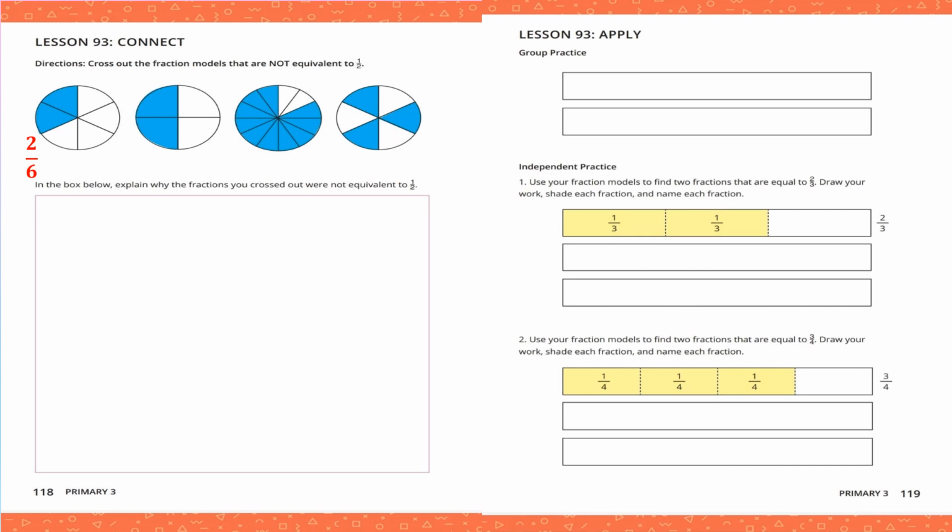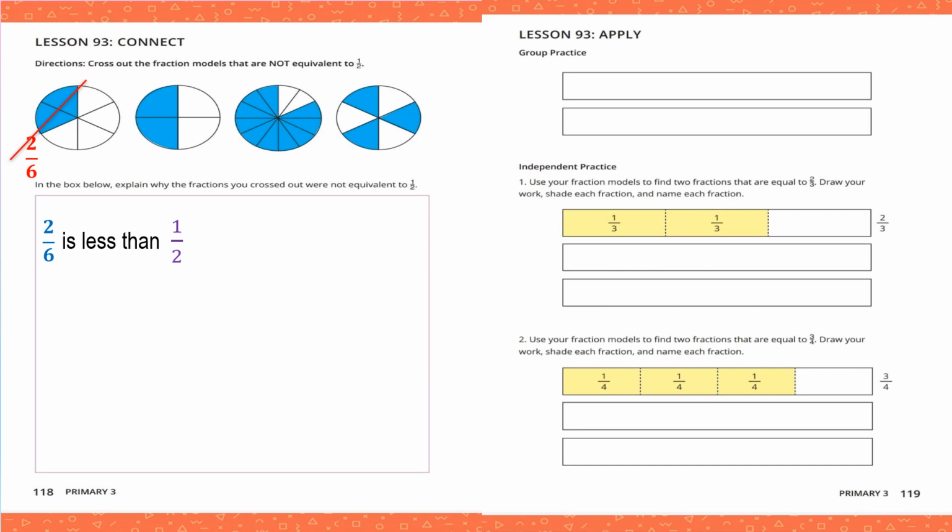Is 2 over 6 equivalent to 1/2? Look at the numerator. The numerator here is 2. 2 is not half of 6. So 2 over 6 is not equivalent to 1/2. 2 over 6 is less than 1/2 because the numerator is less than 3. 2 is less than 3. 3 is half of 6.